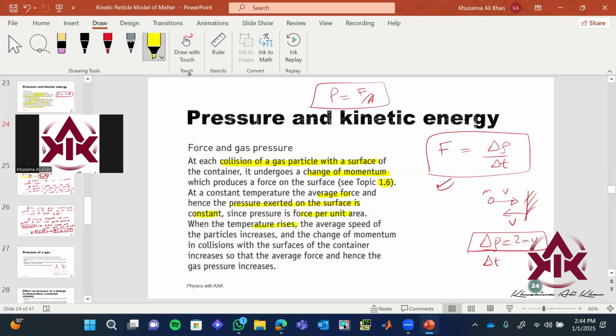So when the temperature rises, the average speed of the particles increases, and the change in momentum with the walls of the container also increases, and that increases the force. And if the force increases, so does the pressure, right? This is just what we studied in the last slide. It is stated again that pressure is directly proportional to kinetic energy, right? And an increase in kinetic energy leads to an increase in pressure P, right? So yeah, I hope it makes sense.